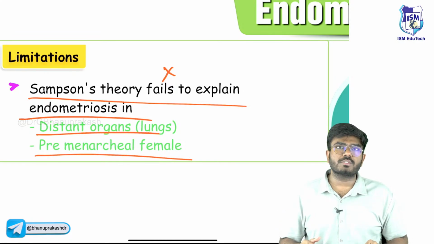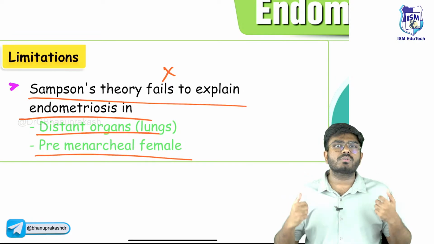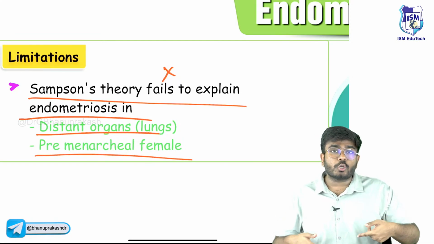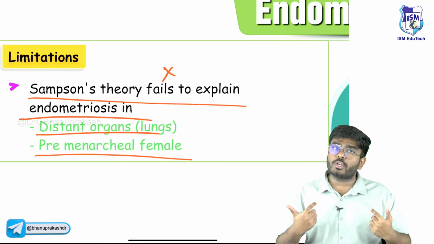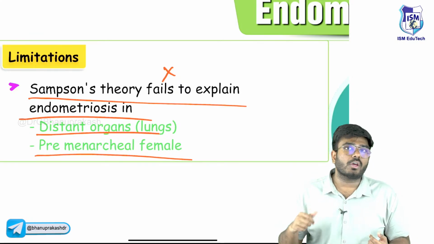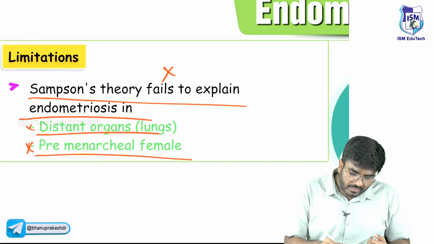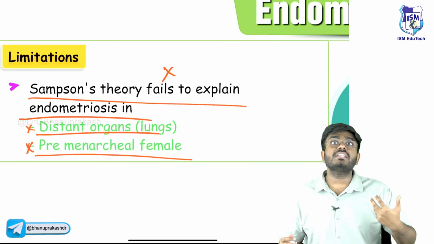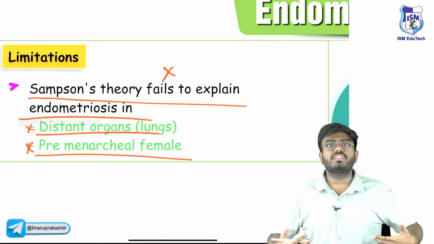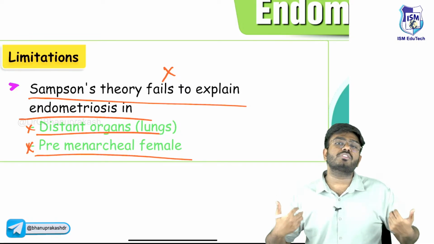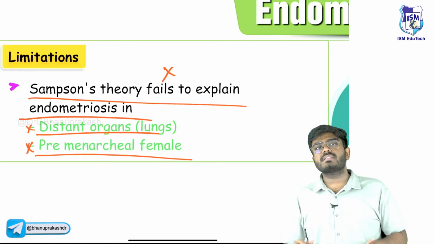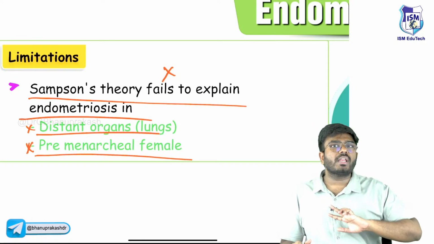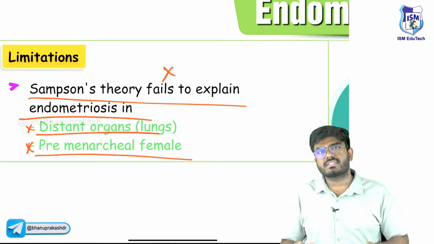Yes, endometriosis is possible. Okay, growing of the endometrium in the eyes, nose, in other parts of the body is still possible. So Sampson's theory, the retrograde menstruation theory, fails to explain endometriosis in different distant organs. Even in premenarchal females means, for example, an 8-year-old girl or 9-year-old girl, she doesn't even have the menses, but still she is suffering with endometriosis without even menstruation. Then how can retrograde menstruation be possible? Okay, so Sampson's theory has these two limitations. It cannot explain endometriosis in premenarchal females, and it cannot explain endometriosis in distant organs.